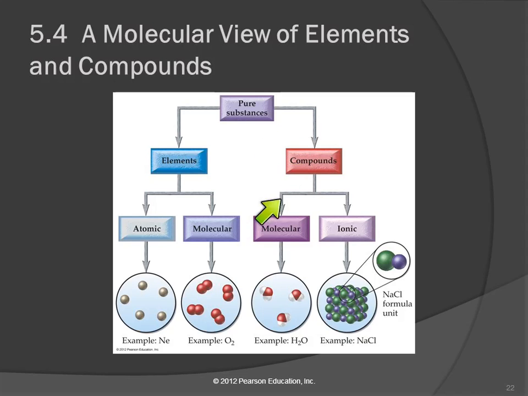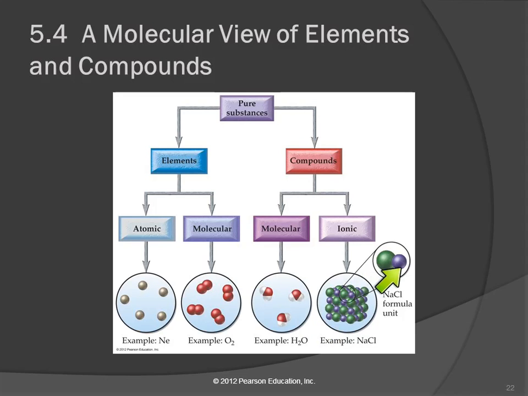Under compounds, we have 2 different broad categories of compounds: molecular compounds and ionic compounds. Molecular compounds are composed of discrete molecules where you have a specific number of atoms bonded to each other in a specific ratio. The example given here is water. We've got 2 hydrogen atoms bonded to 1 oxygen atom. All the individual particles are the same, but they contain more than one element, so it's a compound. That's molecular. The ionic contains ions, not molecules.